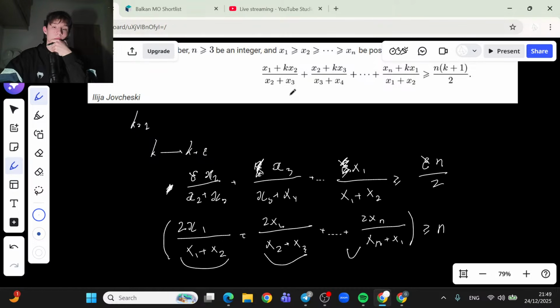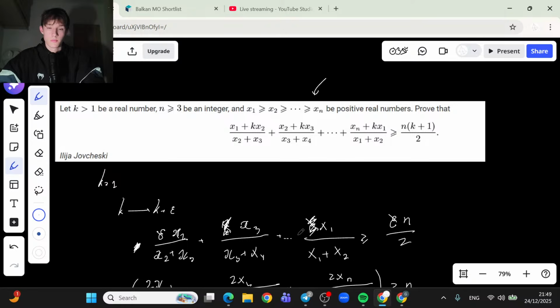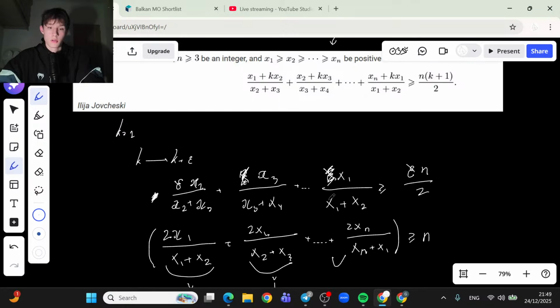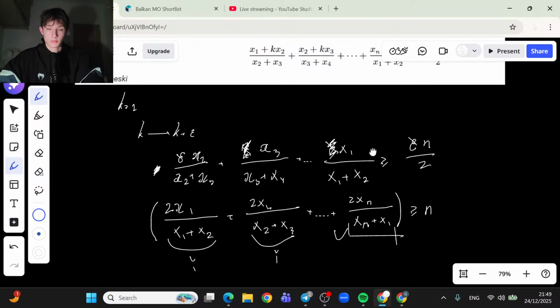As I was saying, all these things are greater than 1. The only problem is this term over here, because it's less than 1, and there are n of them. And that's the issue.